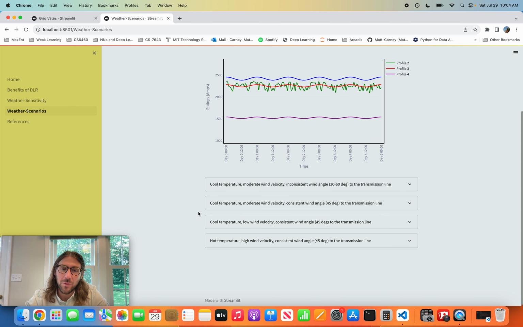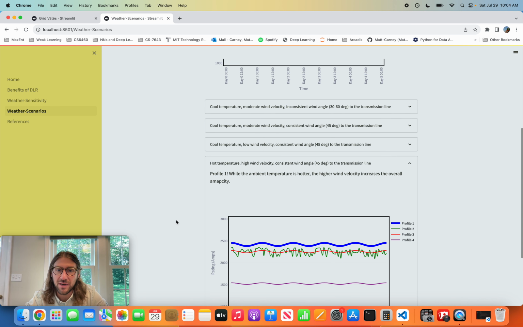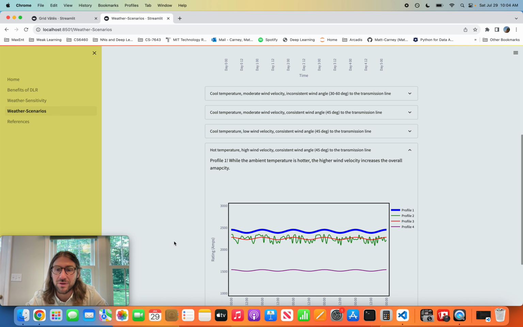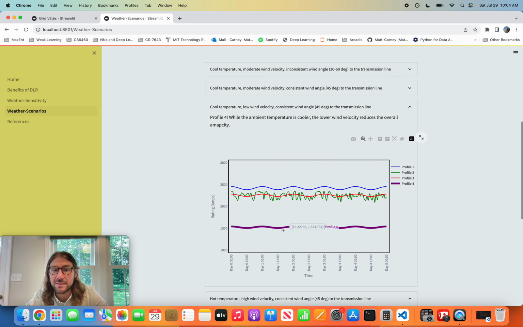So everything else is considered constant. You have to figure out which would lead to a higher rating: a cool temperature and a low wind velocity, or a hot temperature and a high wind velocity. And actually, even though these are qualitative, if you have a hot temperature but a really high wind velocity, you still have a higher line rating, and at a cool temperature but a low wind velocity, you have a lower rating.